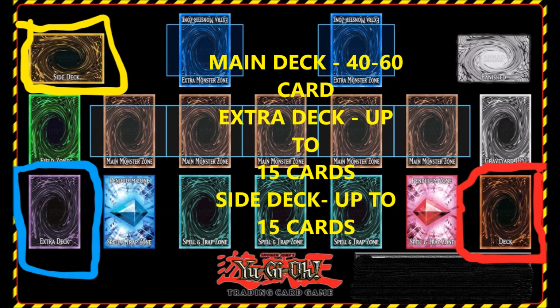The extra deck is going to consist of XYZ monsters, your Link monsters, your Synchro monsters, and your Fusion monsters. They're all going to go in that extra deck space, which is circled in blue on your screen. And then the side deck that consists of 15 cards. I circled it in yellow here so you guys can see it.